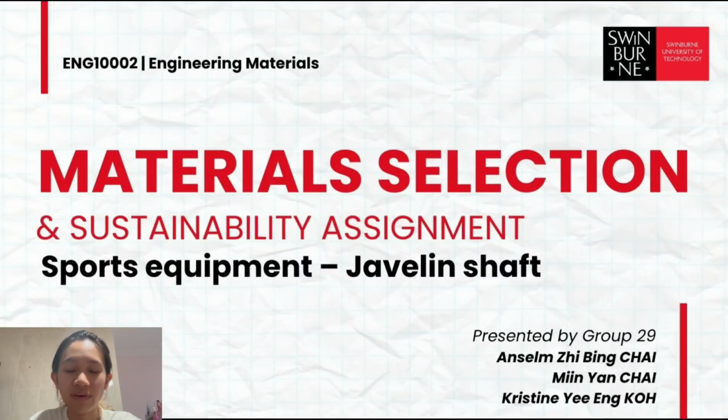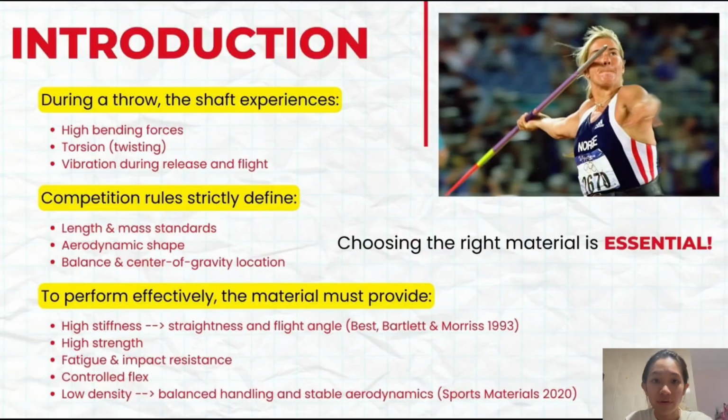Our group focuses on the javelin shaft, which is a high-performance sport implement that relies heavily on choosing the right material. First, let's look at what happens to the javelin shaft during a throw. When the athlete accelerates the javelin, the shaft experiences high bending forces, torsion from twisting, and strong vibrations during release and flight. If a material cannot withstand these stresses, the shaft may bend permanently, twist out of alignment, or vibrate excessively, all of which affect its flight accuracy.